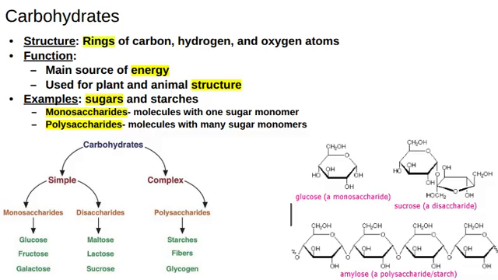When we're talking about carbs, we're talking about our sugars and our starches, all the stuff that I find incredibly yummy. So we are talking about monosaccharides. Mono means one, saccharide means sugar. And then we also have our polysaccharides. These are our polymers. Poly means many, saccharide means sugar. So let's talk about the scale of these things.